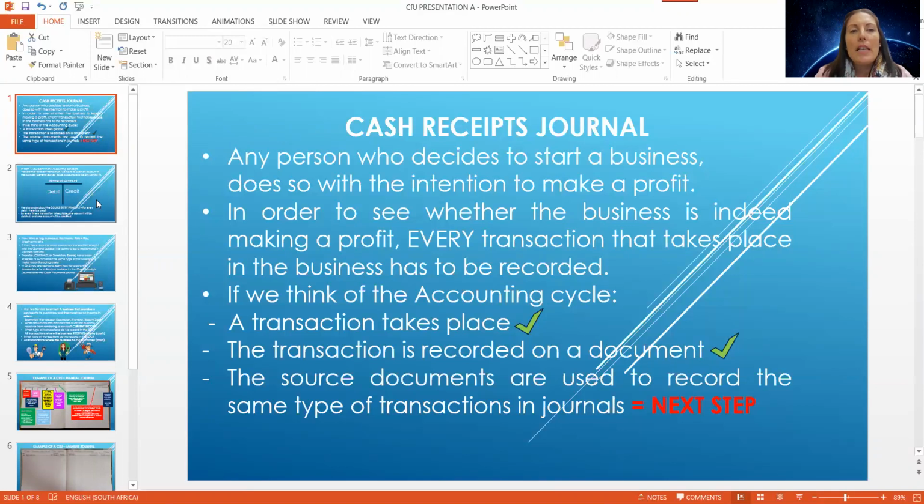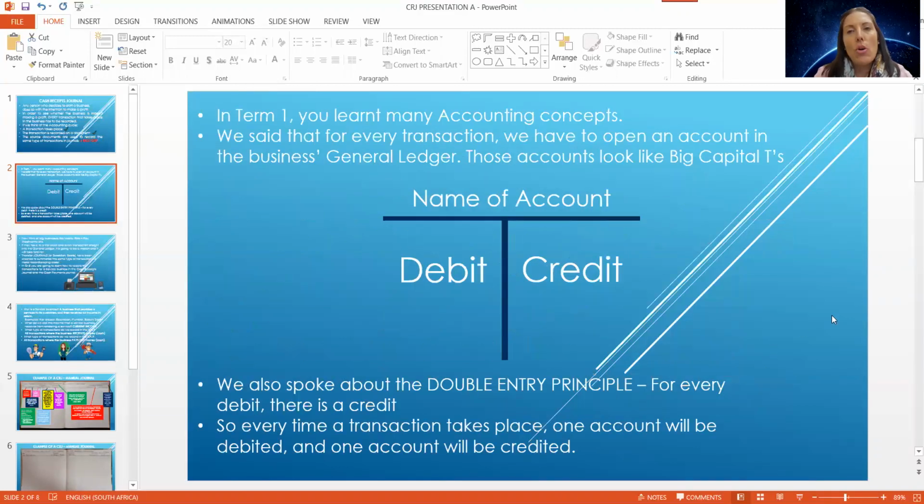Now, if I go to the next slide, why are we making use of journals? I'll get to that now. In term 1, you learned many different accounting concepts, and we spoke about the fact that every transaction that takes place has to be recorded into a ledger account, into an account in the business. And then we briefly spoke about the fact that a ledger account looks like a big capital T. At the top, we put the name of the account. It's got a debit side, which is always on the left-hand side, and a credit side that's on the right-hand side. And then we also spoke about the double entry principle.